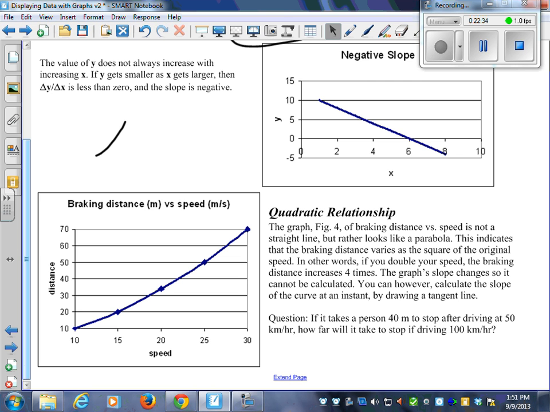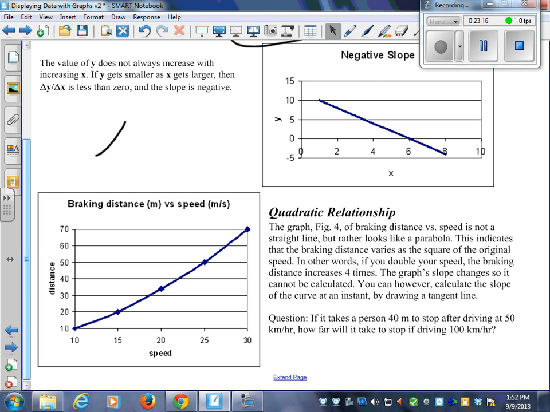All right, so parabolas. This indicates that the braking distance varies as the square of the original speed. In other words, if you double your speed, the braking distance increases 4 times. Do you remember that from driver's ed? That's important. Twice as fast, not twice as far to brake, but 4 times as far. 3 times faster, 9 times farther. I'll give you one more chance to get it right. 4 times faster, 16. Excellent. Squared. Squared.